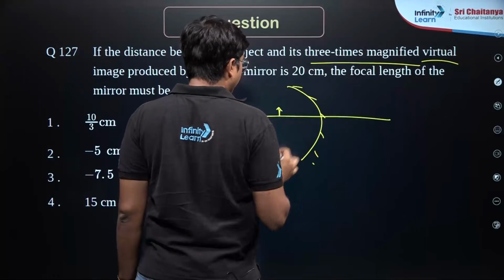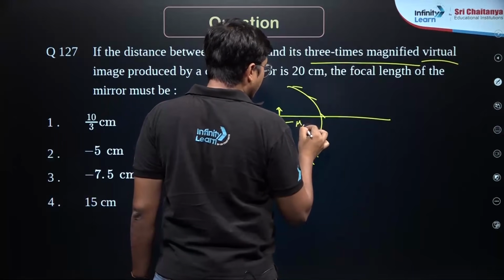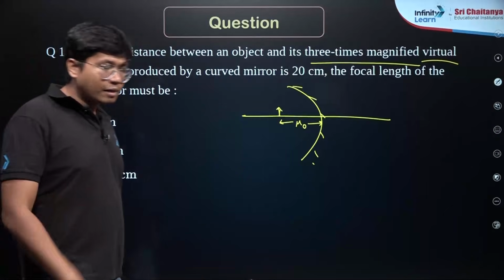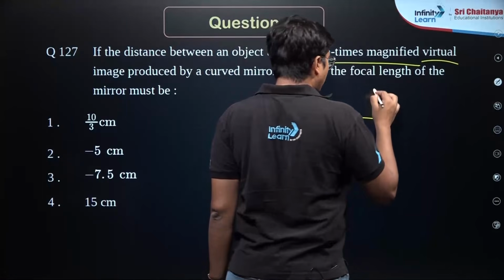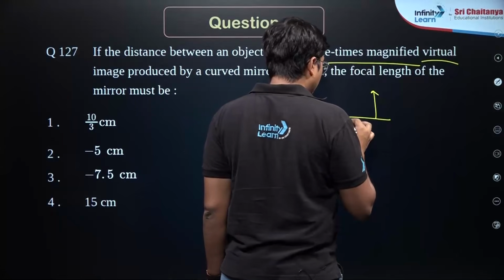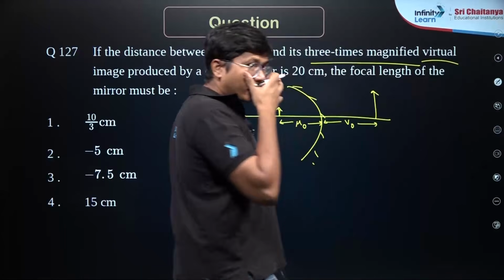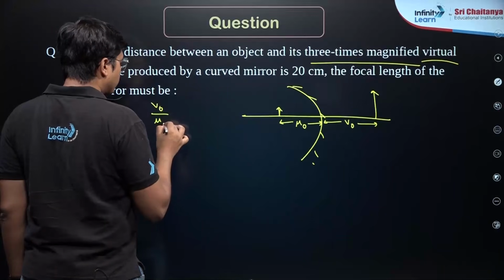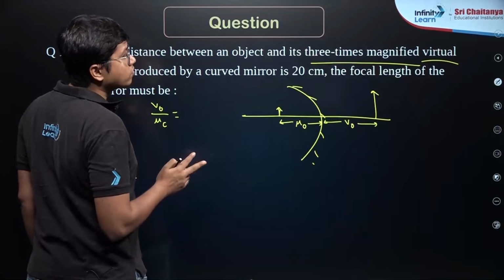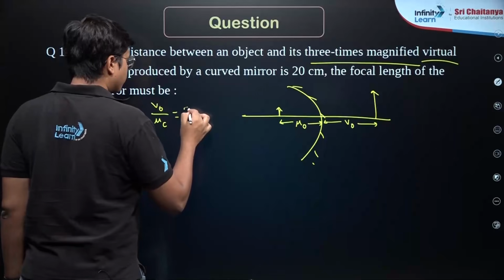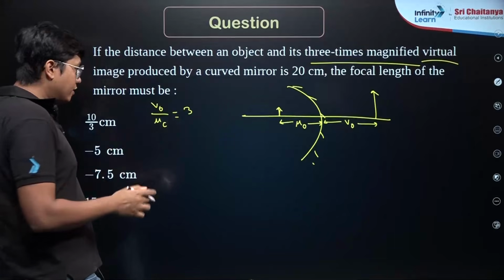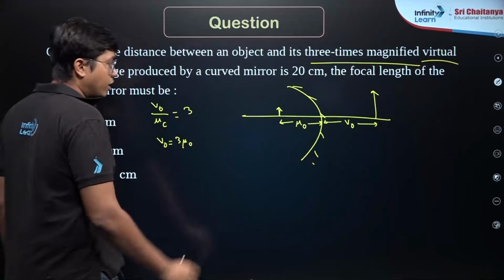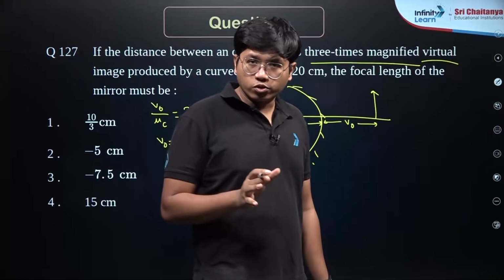Suppose I put the object here, and the distance is u0, and by u0 I mean the magnitude is u0. Sign convention I'll put later on. Let's say the image is formed here. This magnitude is v0. I know v0 by u0 is equal to 3, so v0 is equal to 3 u0. Again, I'm working with just the magnitudes over here.